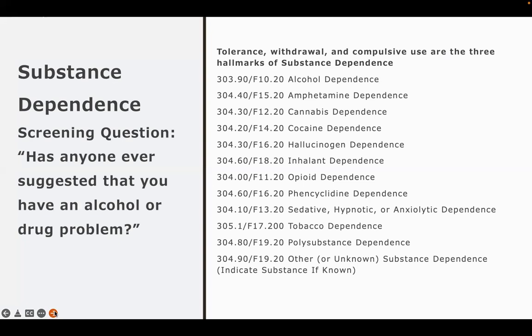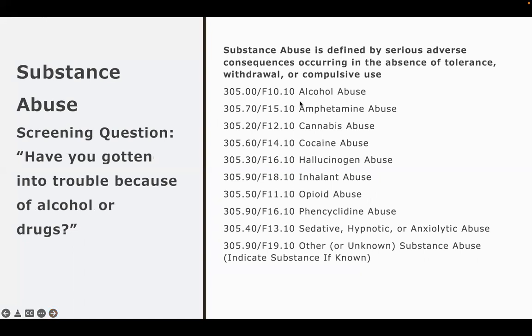So a screening question: has anyone ever suggested that you have an alcohol or drug problem? And then these are all of the substances that were listed, except you can see cocaine and amphetamine are collapsed into stimulant dependence. So this is just differentiating substance dependence from substance abuse. Substance abuse is serious adverse consequences occurring in the absence of tolerance, withdrawal, and compulsive use. So abuse does not have tolerance, withdrawal, and compulsive use as part of the criteria.